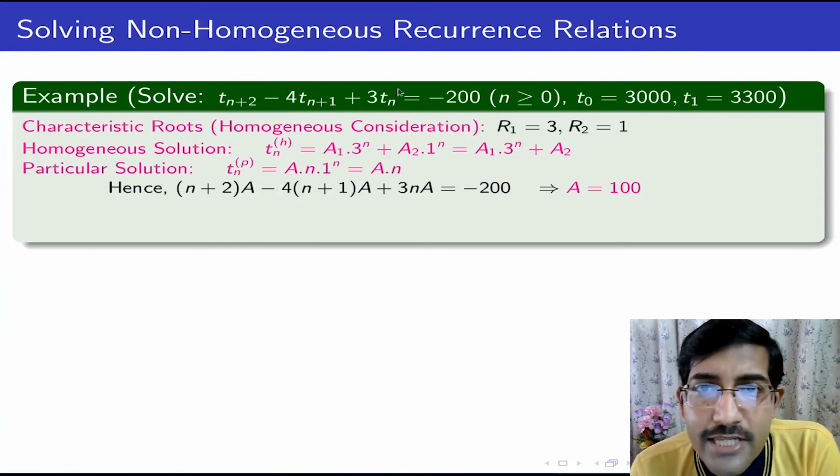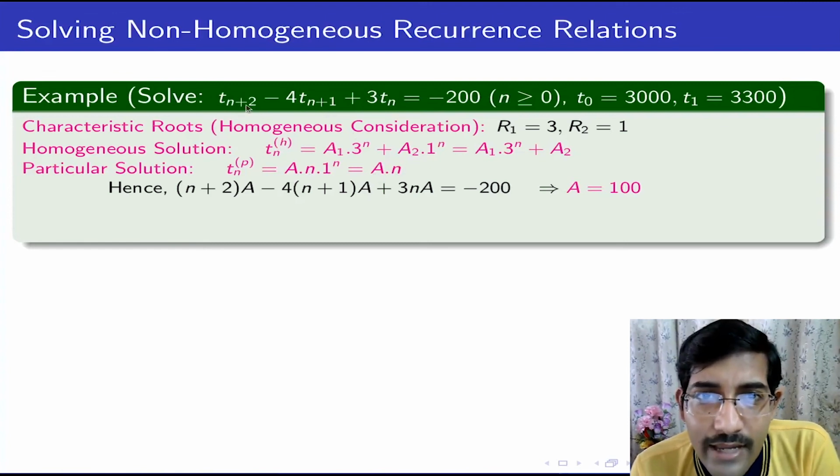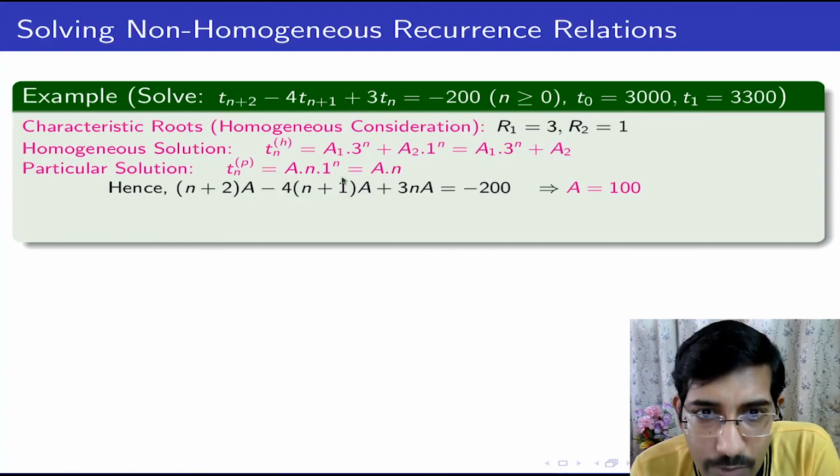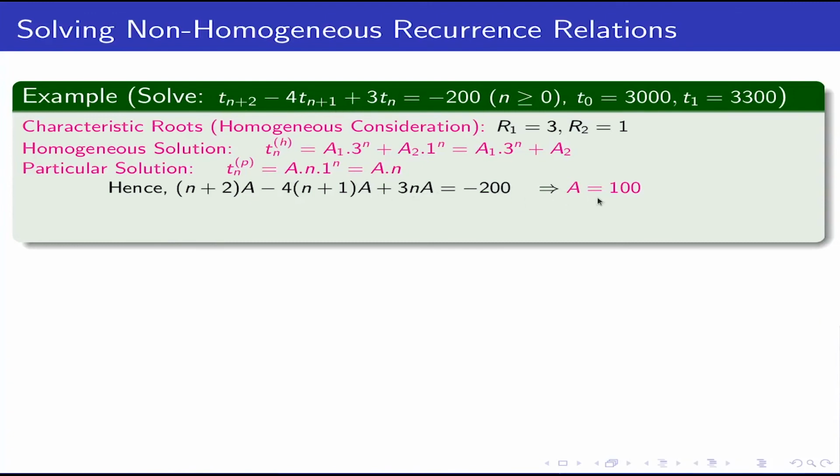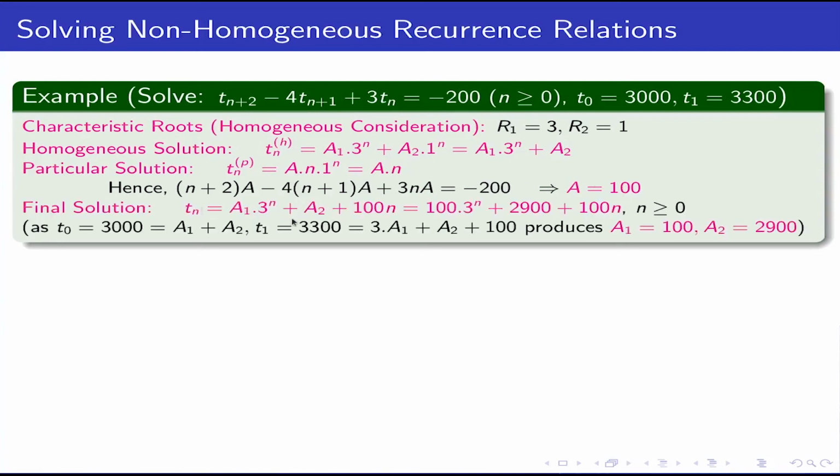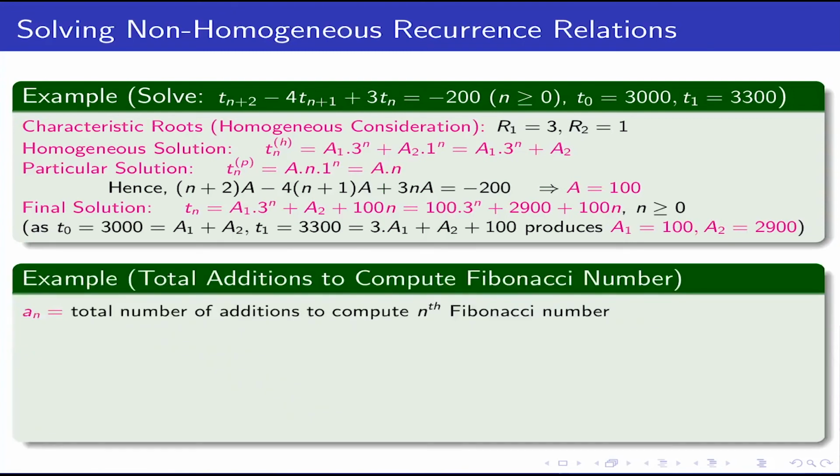I put an directly in this equation to solve for a, that is an plus 2 minus 4 an plus 1 into a plus 3na equal to minus 200, which gives me a equal to 100. So my final solution is a1 3 to the power n plus a2 1 to the power n plus 100n, which is equal to this one because I just put t0 and t1 to solve for a1 and a2. So this is your final answer. So if you see the last line, it just solves for a1 and a2. Okay, so this is how we solve for non-homogeneous equations, and here is a practical area where we get it.